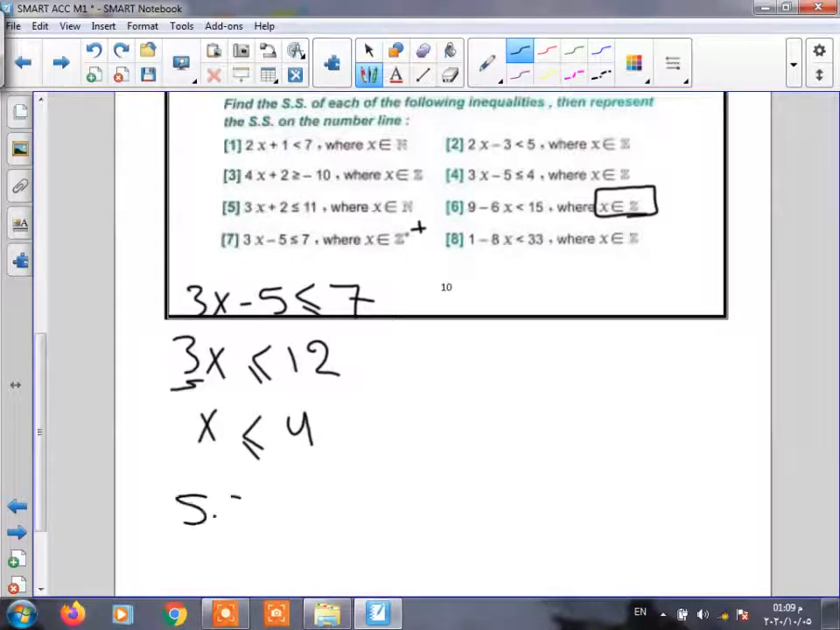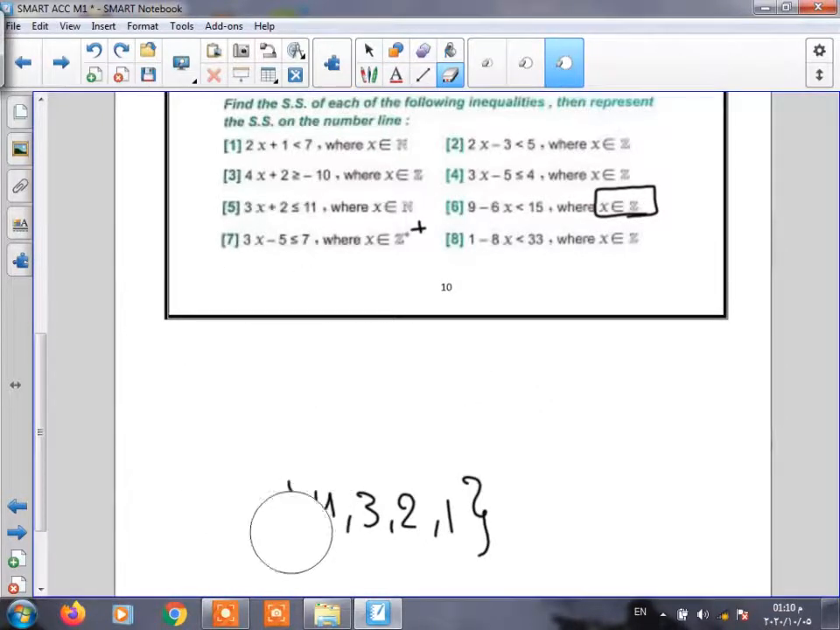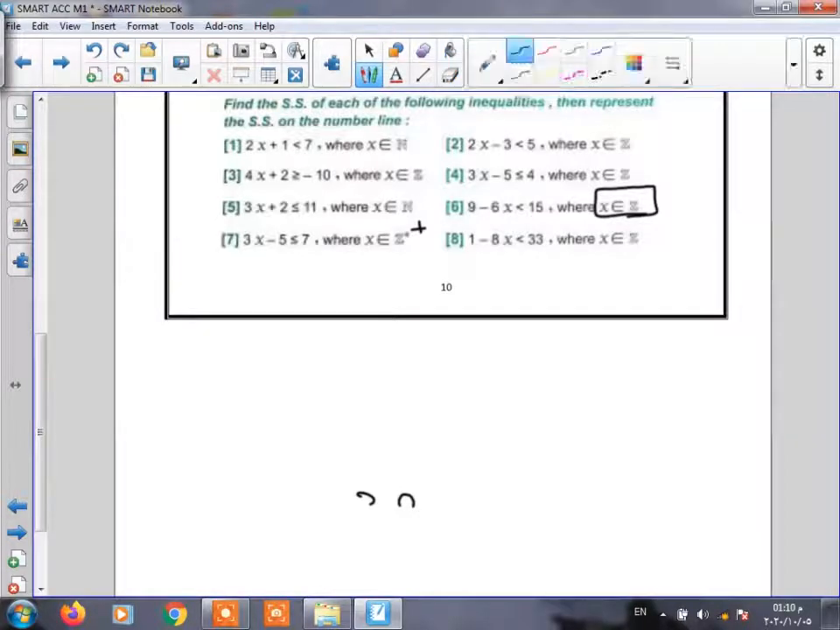So the solution set equals the numbers less than or equal to 4. So I will take 4, 3, 2, 1, and I will not take 0 or negatives, because he said x belongs to Z positive only. Okay, let's solve the last question. Here I have 1 minus 8x less than 33. Here I will make the same steps.